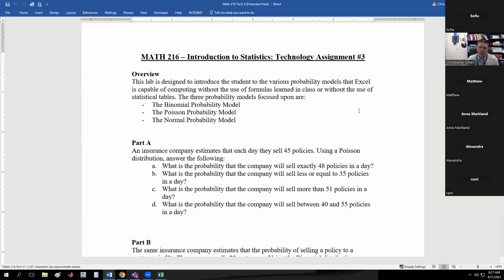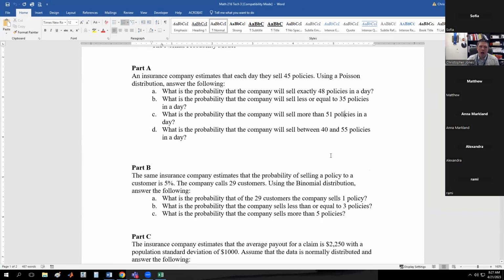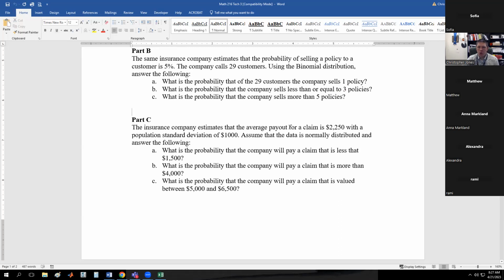What you'll notice is part A asks you to use the Poisson distribution. Lambda's 45, and then here are your various x's. For part B, I'm asking you to use the binomial distribution. Here's your probability of success, here's your sample size, and here are all the x values that you would use: 1, 3, and 5. And then finally, here's the normal distribution problem. Here's your mu, here's your mean, here's your standard deviation, and then here are your x's.